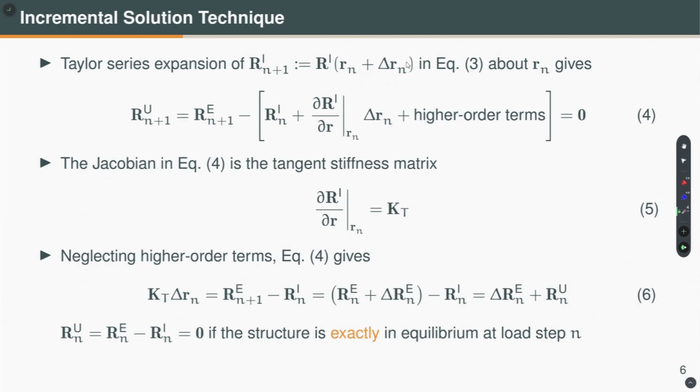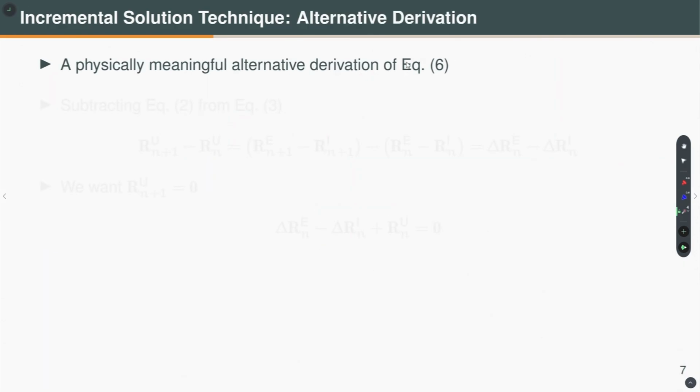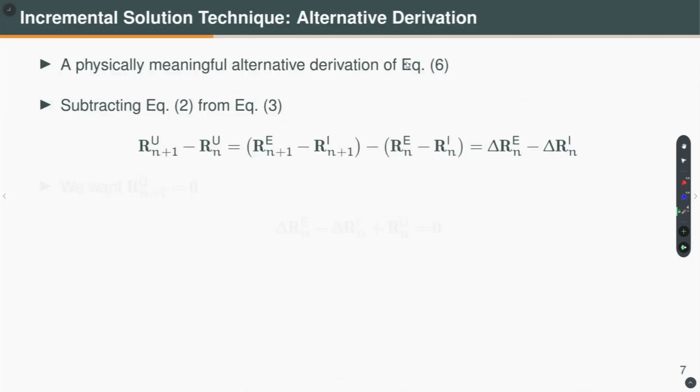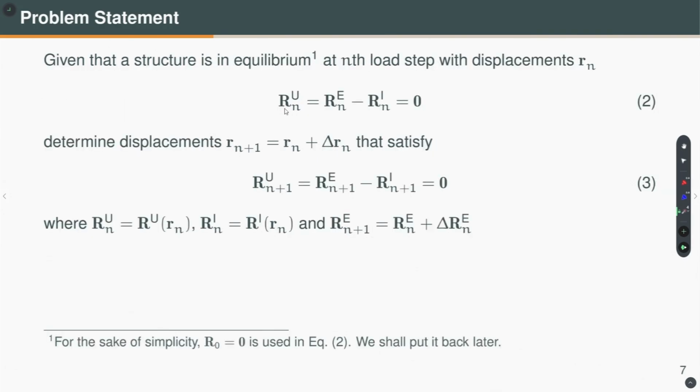Okay. Now, let us do a physically meaningful derivation of this instead of starting with the Taylor series. Okay. So, what if I subtract equation 2 from equation 3? Now, what are these two equations? Let me show you. So, equation 2 is the equilibrium equation at load step n, and equation 3 is the equilibrium equation at load step n plus 1.